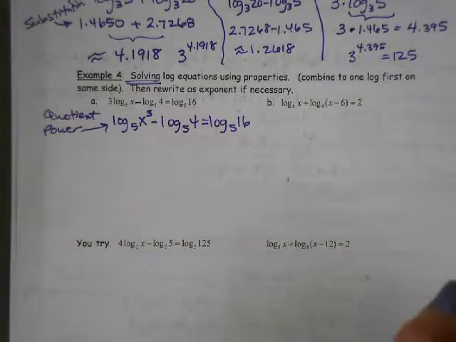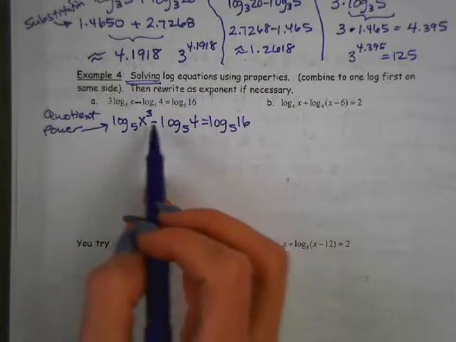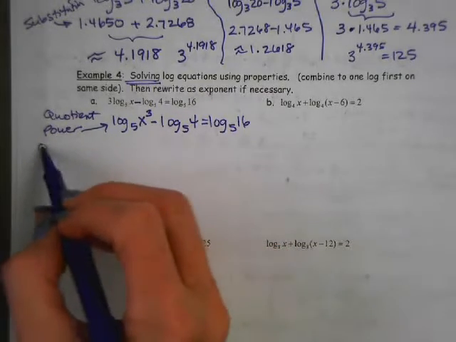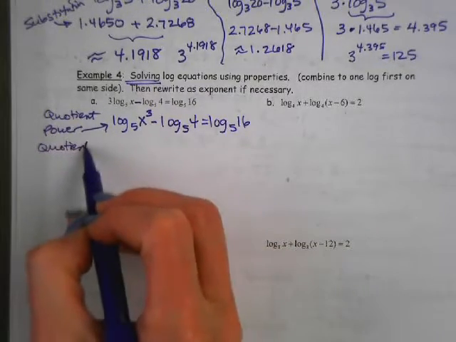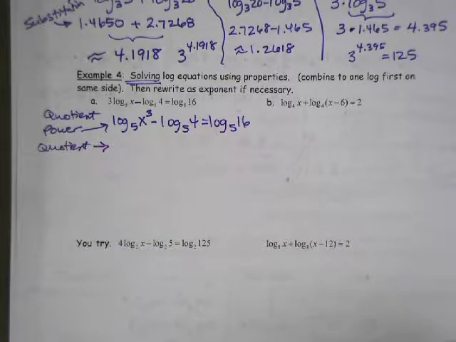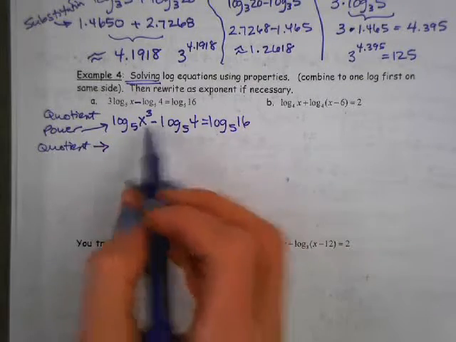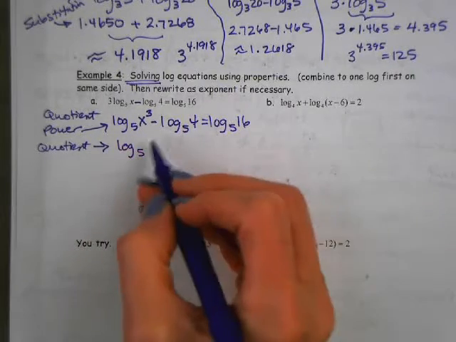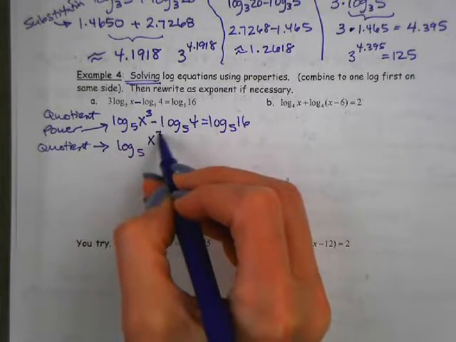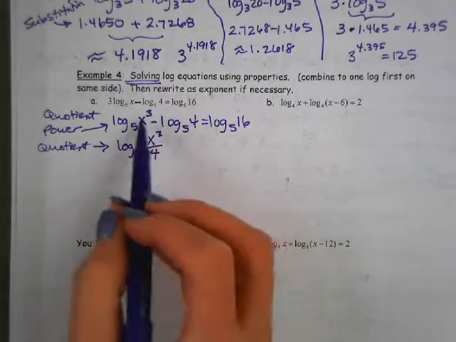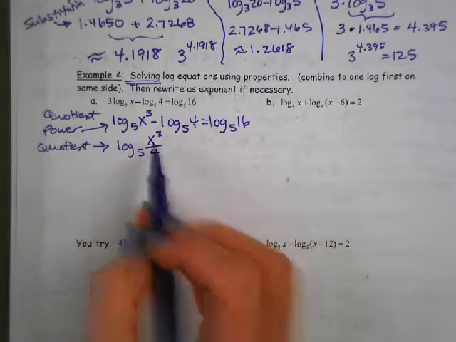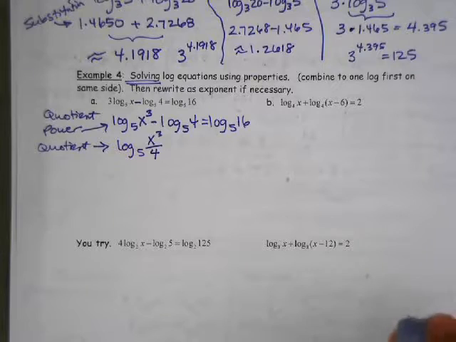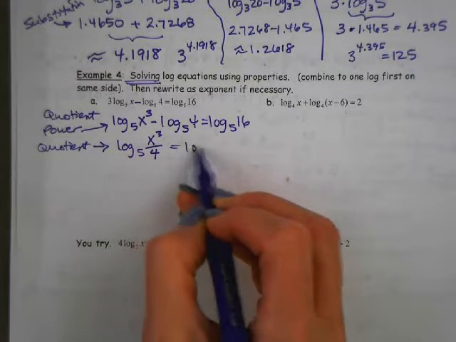Okay? Now, I have something being subtracted, so I'm going to use the quotient. And what does the quotient property say I can do? I can rewrite these terms as log base 5 of what? X cubed over 4, right? I can take the subtraction and I write it as a division. Does that make sense? Okay? And that equals my log base 5, 16.